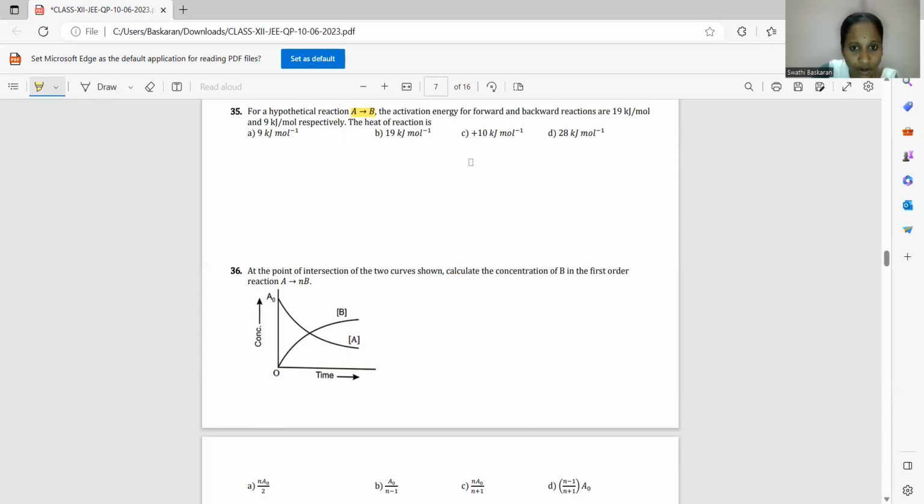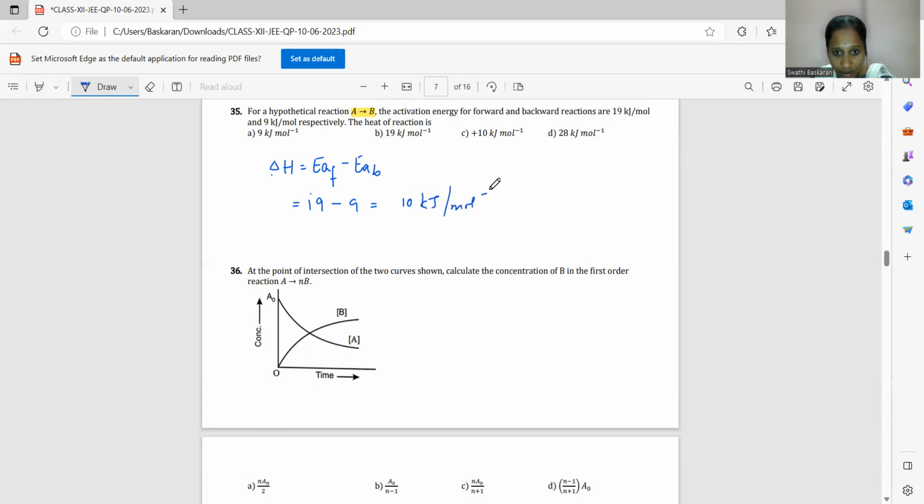Now we know the formula. What is the formula? The formula is nothing but delta H is equal to EAF minus EAB. The forward is given as 19 minus 9, which is equal to 10 kilojoules per mole. So option C is correct.